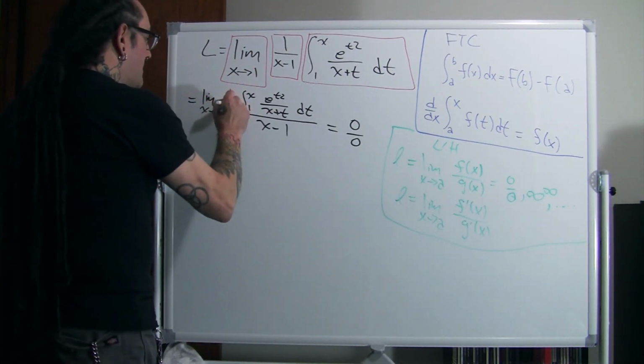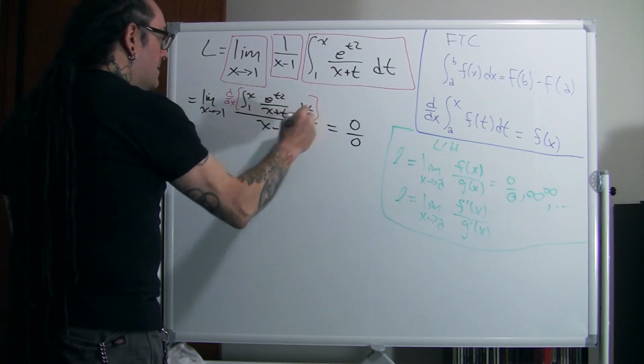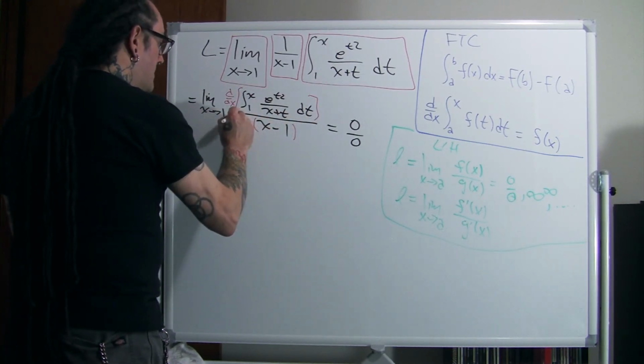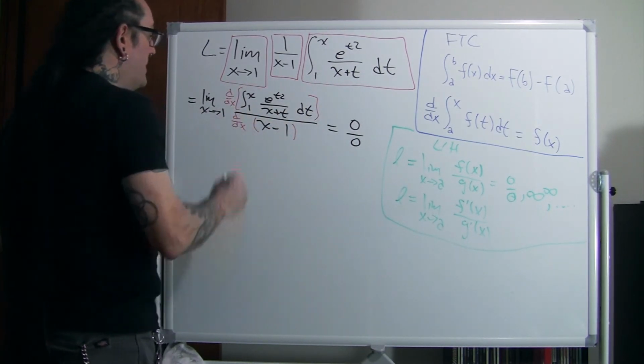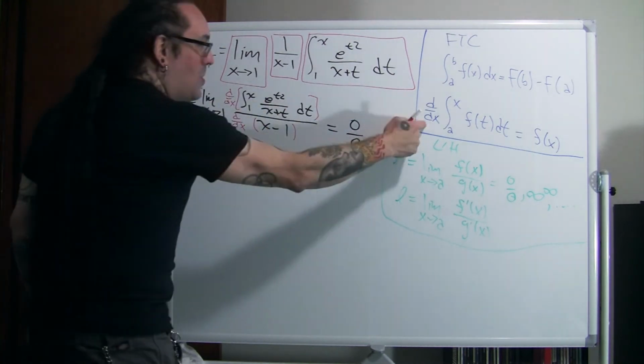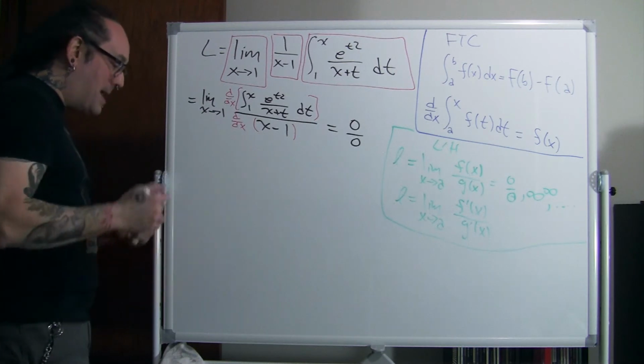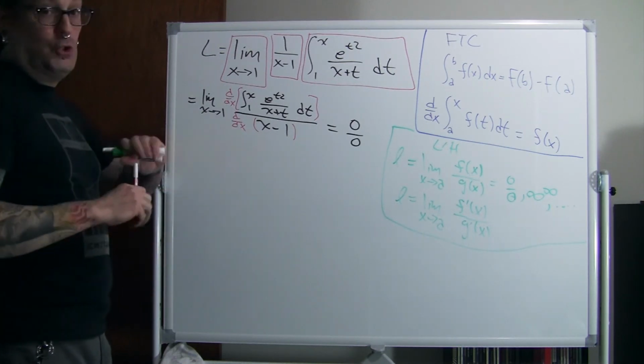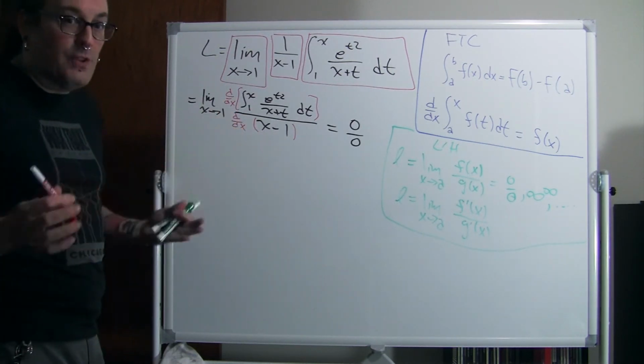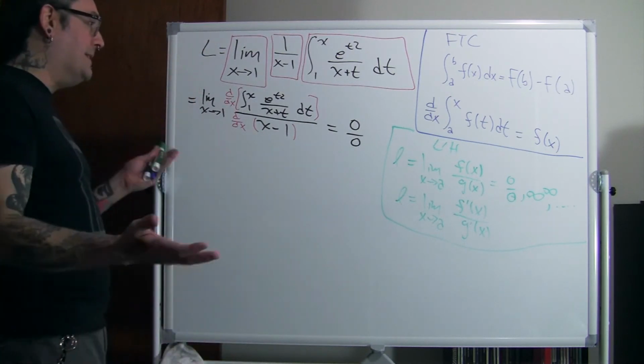All right, I'm going to do d/dx of the top. That's what I'm going to do, totally. And then I'm going to do d/dx of the bottom, and d/dx of the bottom is trivial, right? The derivative in the bottom is trivial. All right, so let's do it.